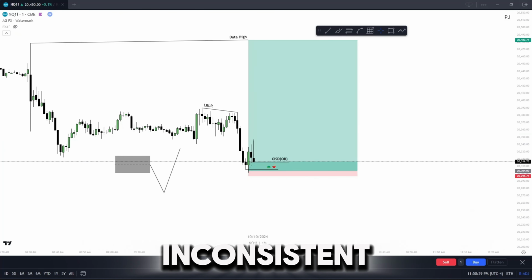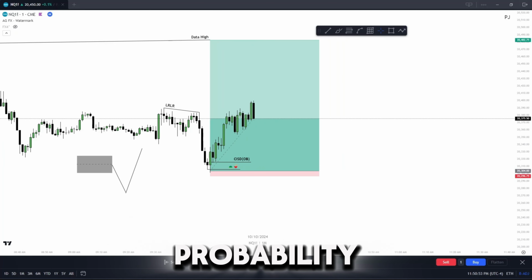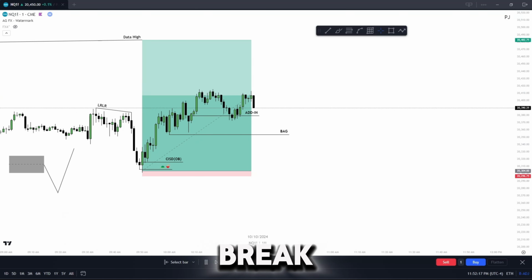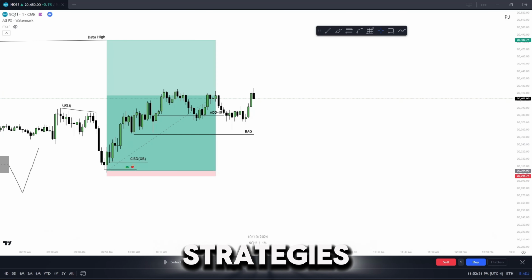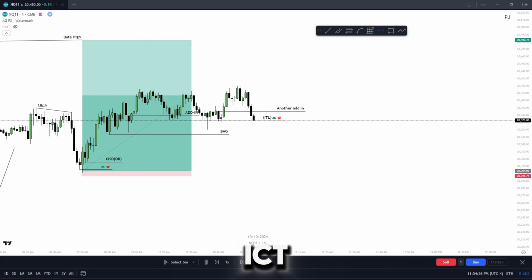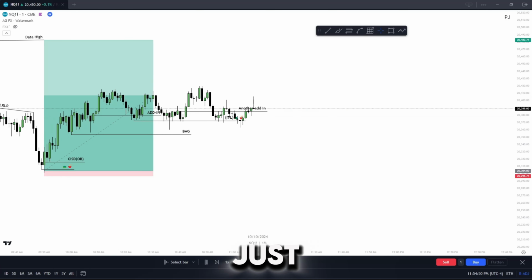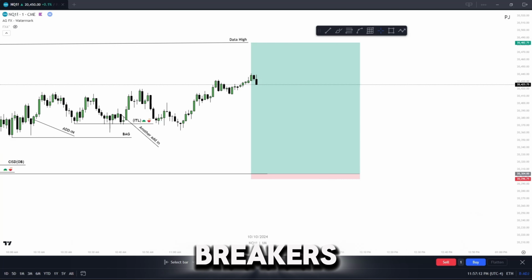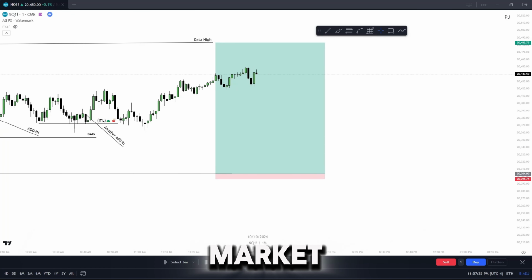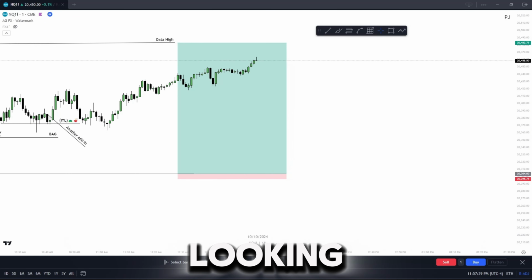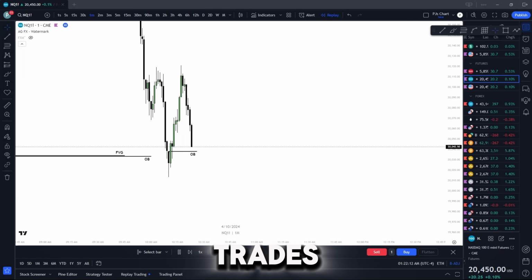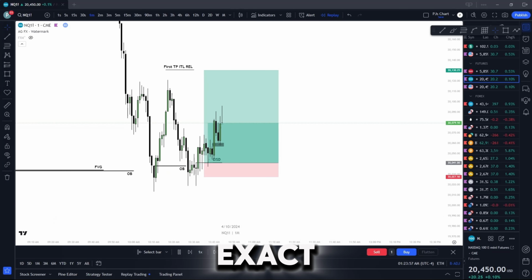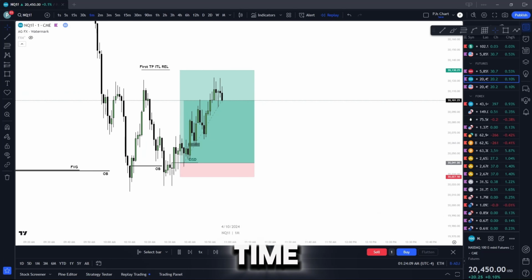Are you tired of inconsistent trades and missing out on high probability setups? Look no further, because in today's video, I'm going to break down one of the most powerful trading strategies in the game, the ICT Unicorn setup. This isn't just any setup, it's a precise combination of the turtle soup sequence, breakers, fair value gaps, and market structure that give you an edge that you've been looking for. If you want to turn your trades into consistent wins, stick around because we're about to deep dive into the exact steps that make this setup work time and time again.